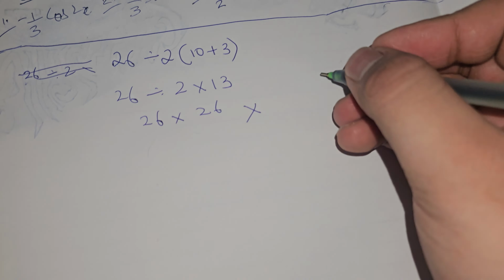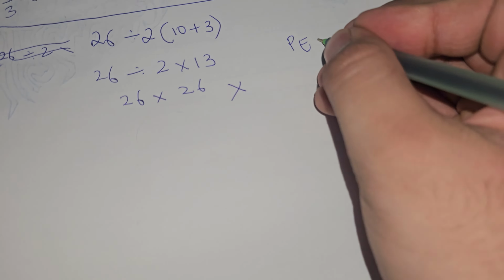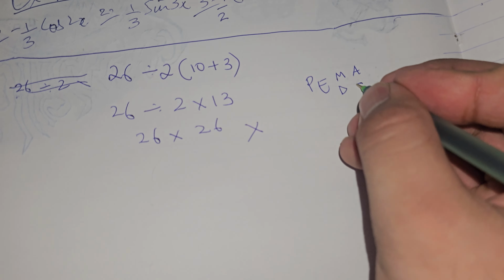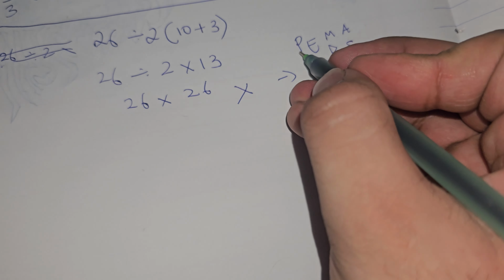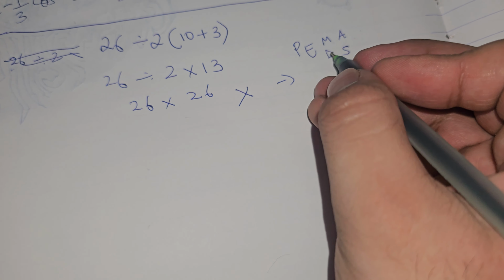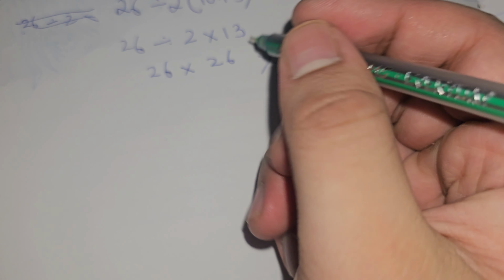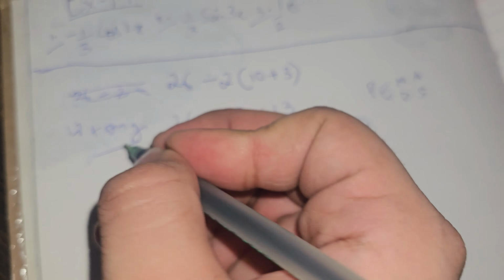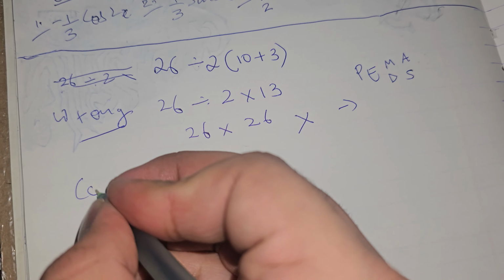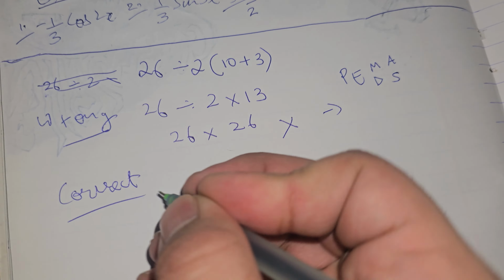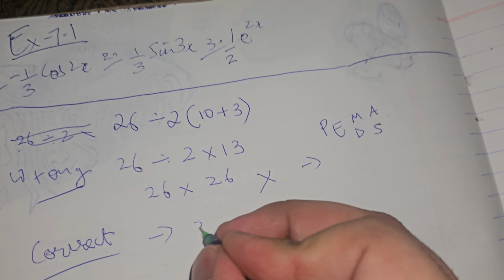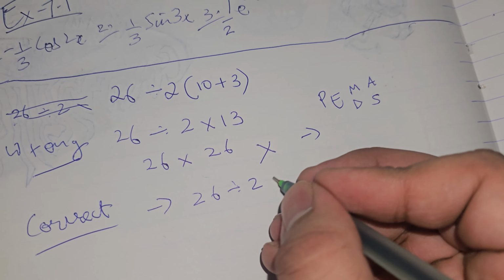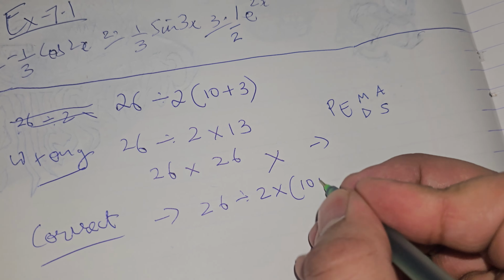But this is completely wrong because according to the PEMDAS rule, first we do parenthesis, then division, multiplication, addition, subtraction. So this is wrong, and the correct method to solve this would be 26 divided by the bracket, then multiplication, then 10 plus 3.